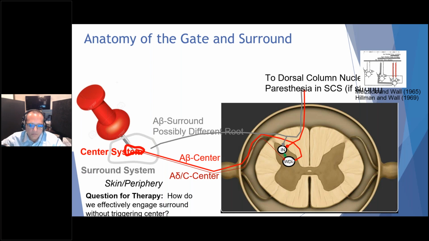The person that came up with surround inhibition is Dr. Hillman and Wall. So the gate control theory, as you may recollect, was Melzack and Wall, and that was in 1965. Surround inhibition was described by Hillman and Wall, and that was in 1969.